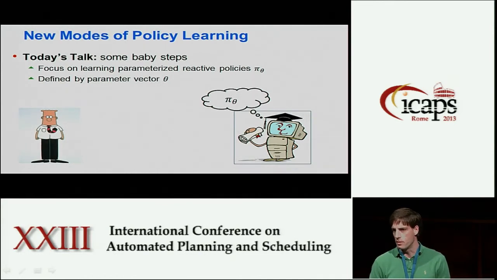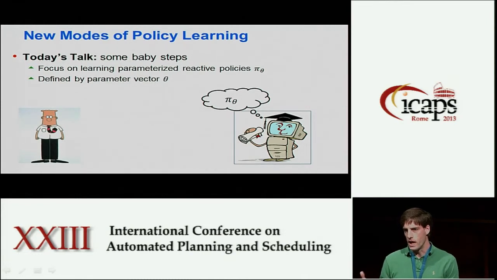One of the baby steps is that we're going to focus on learning reactive policies. As opposed to training a deliberative planning system, we're going to train a reactive policy. That simplifies our life a bit. It limits what you might be able to do, but we'll start there. This policy, pi theta, is going to be parameterized by theta, and theta is just a vector of real numbers. Different values of theta will give you different reactive behaviors, and we're trying to find the best value of theta for whatever the teacher is trying to teach us.